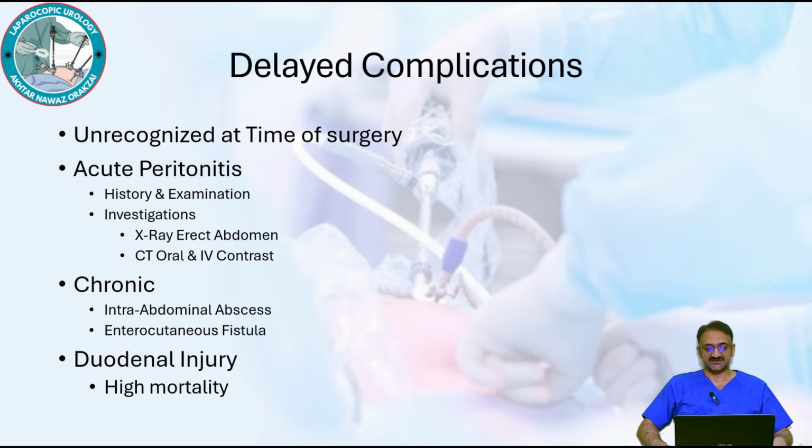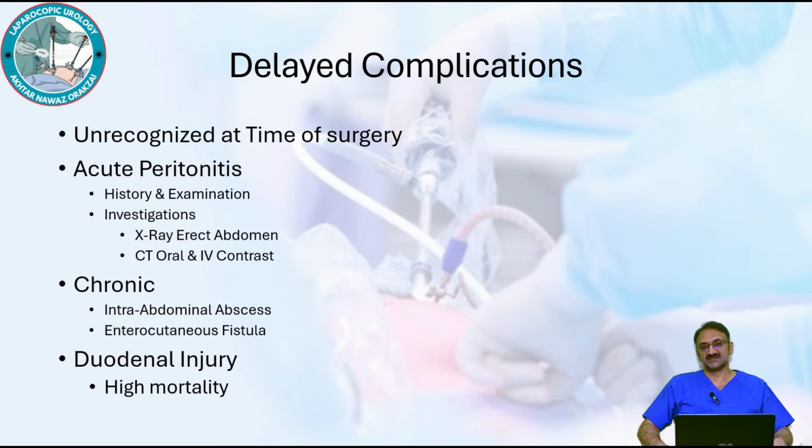So what are the delayed complications of bowel injuries if they are unrecognized at the time of surgery? There can be acute peritonitis. There is a history of, of course, severe pain, nausea, vomiting, and fever. On examination, there is tachycardia, rigidity, tenderness, rebound tenderness, and there may be jaundice. In investigation, if you perform an X-ray erect abdomen, there will be gas under the diaphragm. However, since laparoscopy has been performed, there will be gas under the diaphragm anyway, but a CT with oral and IV contrast must be performed to know the exact site, location and extent of extravasation, and then it should be treated accordingly.